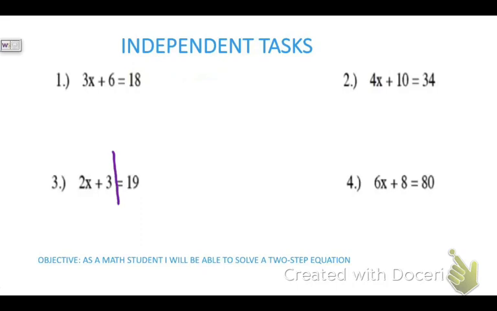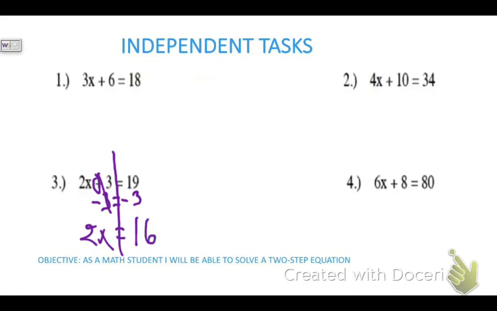We got the next one right there. Draw a line down the middle. Remember, we want to get rid of our addition or subtraction first, so I'm going to do the inverse of adding, which is subtracting. And that creates 0. Then we got 2x equals 19 minus 3, which is 16.